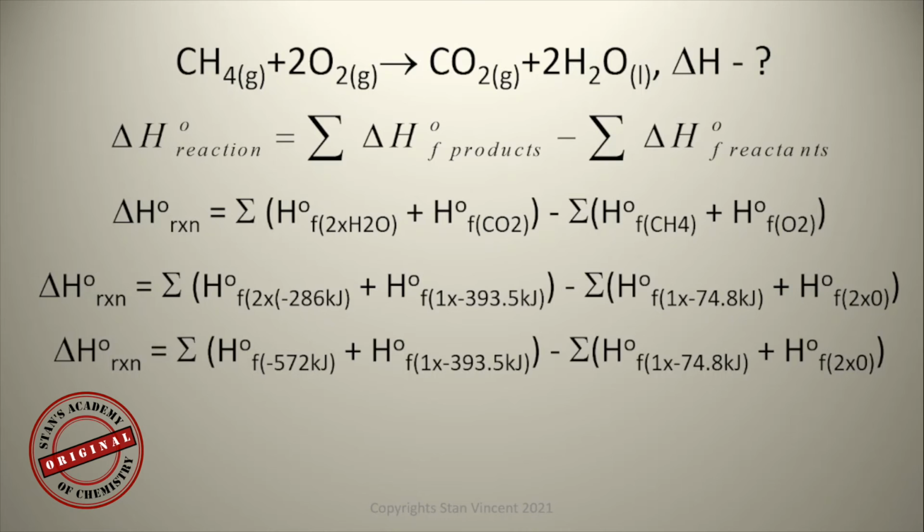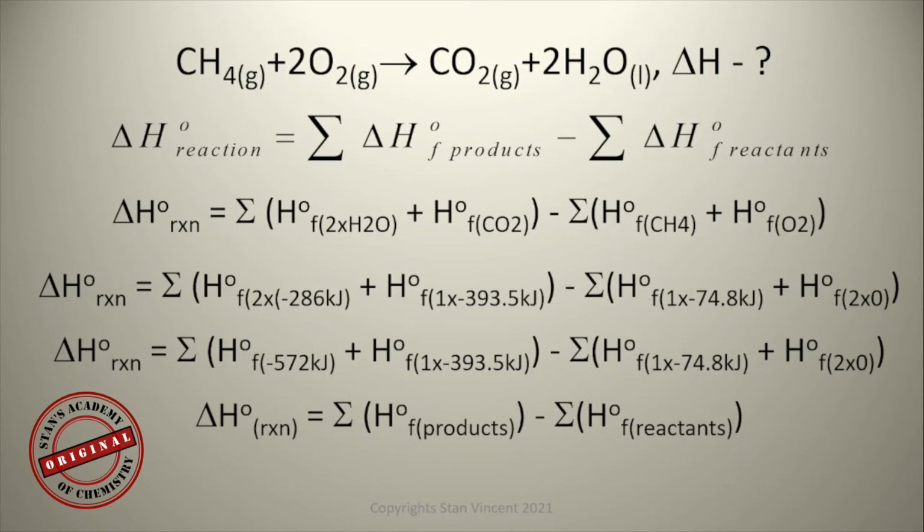Let's multiply the values that are in the brackets. When we multiply 2 by 286, we get the standard enthalpy of formation of 2 moles of water, which is minus 572 kilojoules. Carbon dioxide is minus 393.5. And for methane, it is 1 times minus 74.8. And for oxygen, it's 0.